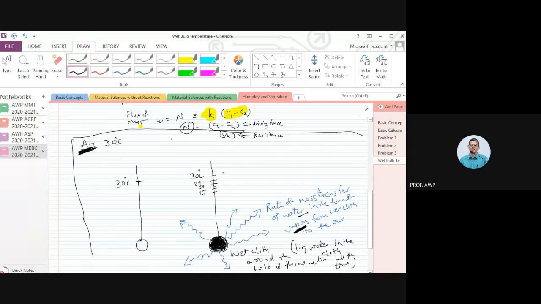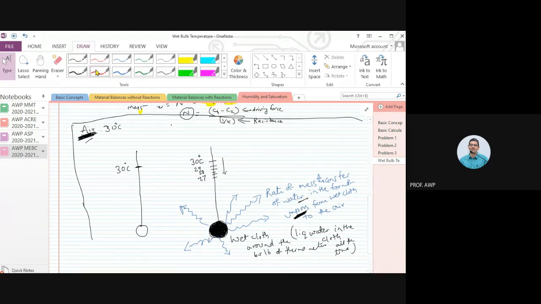Now, if the temperature starts reducing, what this thermometer is actually measuring is not the temperature of the air, it is measuring the temperature of the liquid wet cloth around it. It is measuring the temperature of that liquid water that is there in the cloth. Now that temperature starts falling, heat will be transferred from the air to the wet cloth, the wet cloth wrapped around the bulb of the thermometer.